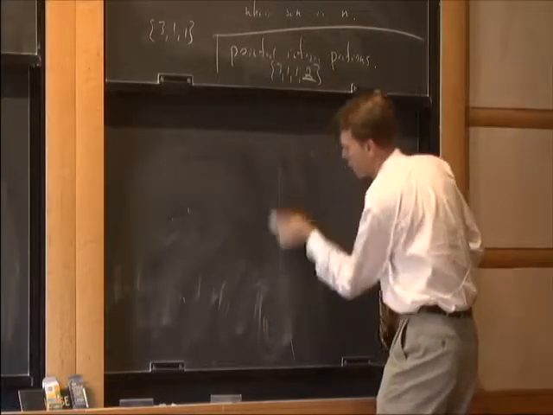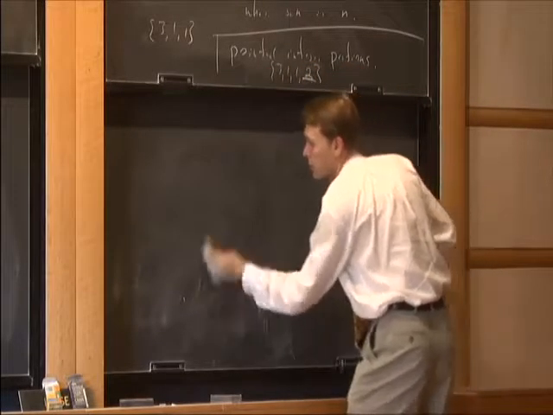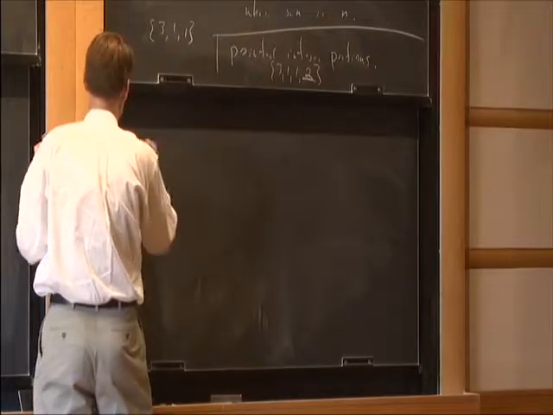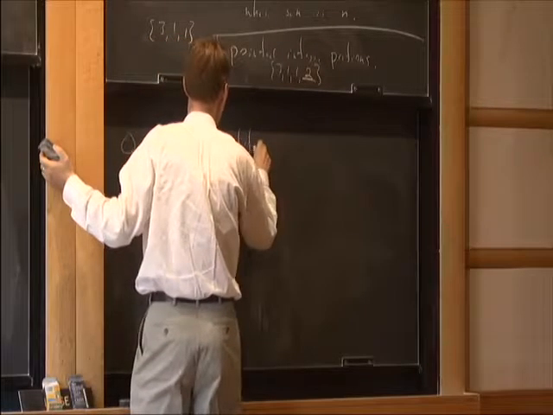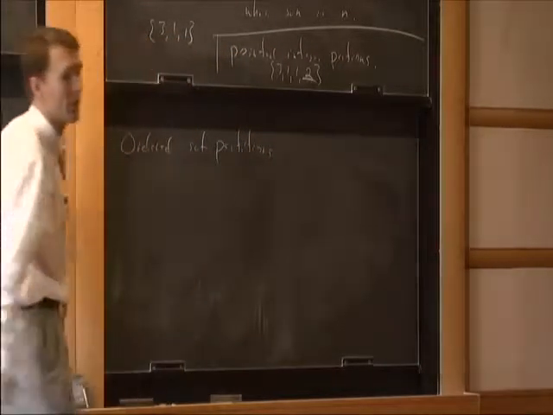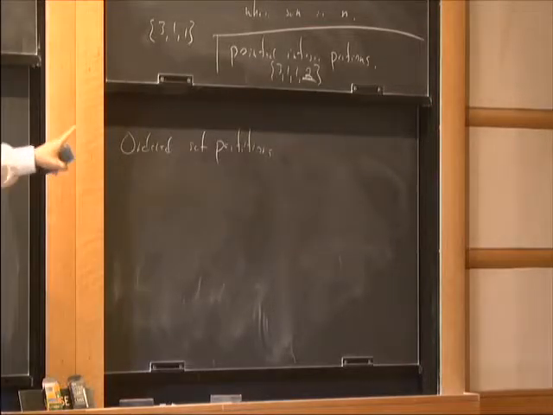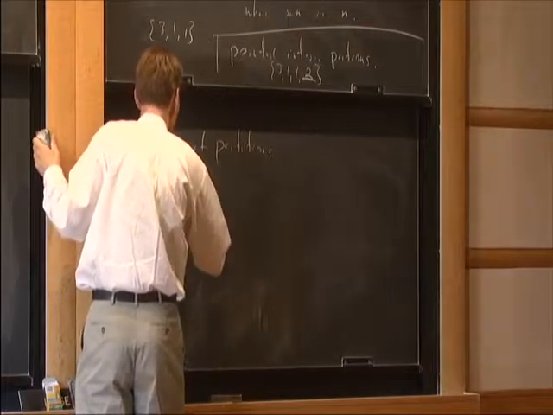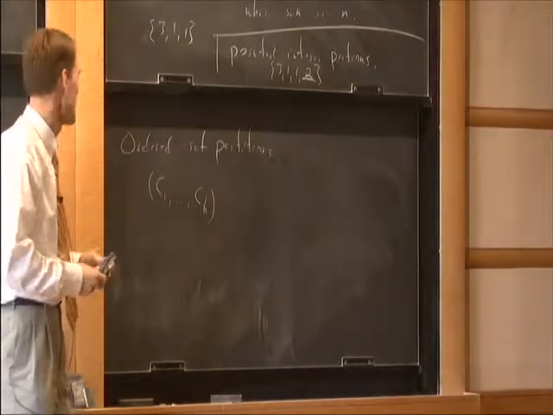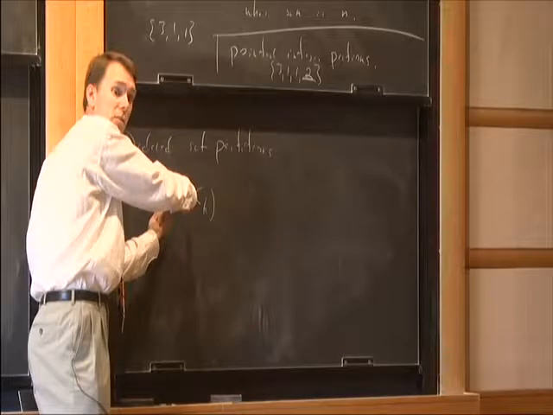So I need one more structure in order to make this work. I'm going to need ordered set partitions. In a partition, there's no order between the elements, so the partition 2, 1 is the same as the partition 1, 2. Now I need an ordered set partition, which means I'm going to keep everything in order. So if I change two blocks here, I get a different ordered set partition.